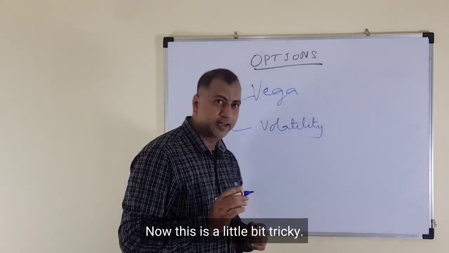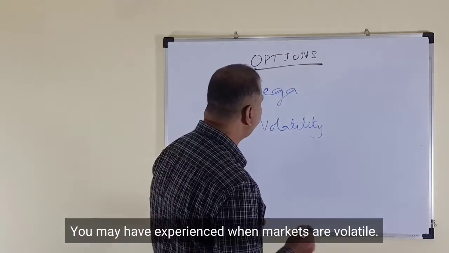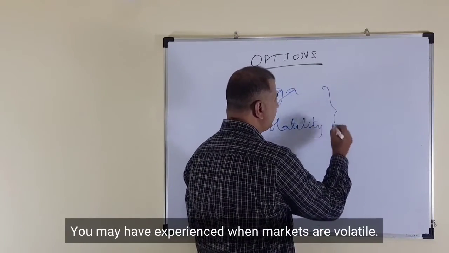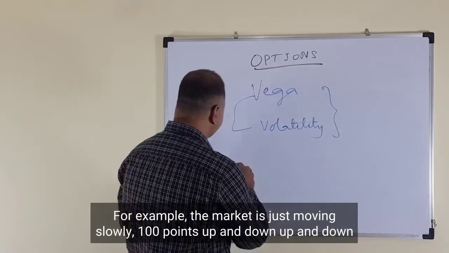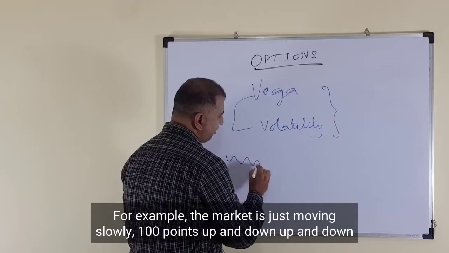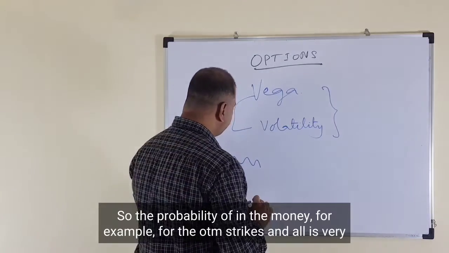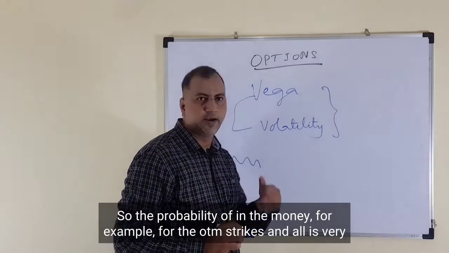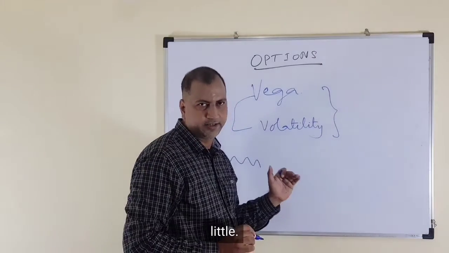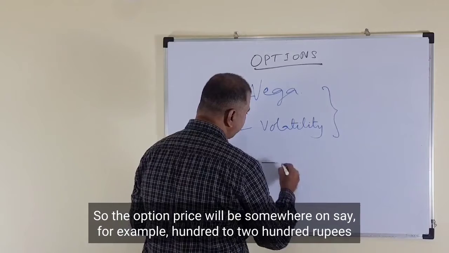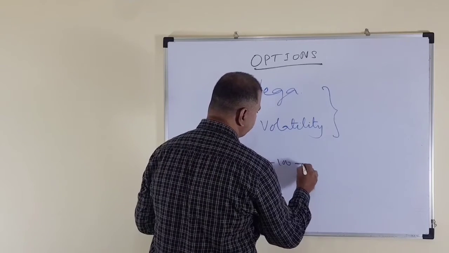Now this is a little bit tricky. You may have experienced that when markets are volatile, the option prices go up. For example, the market is just moving slowly, 100 points up and down, up and down over here. So the probability of being in the money, for example for the OTM strikes, is very little. So the option prices will be somewhere around, say, 100 to 200 rupees.